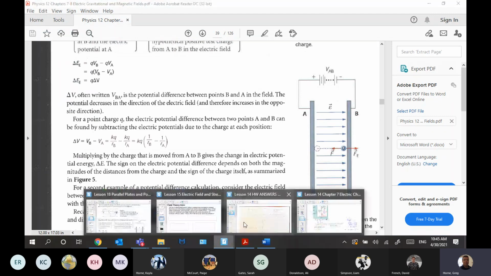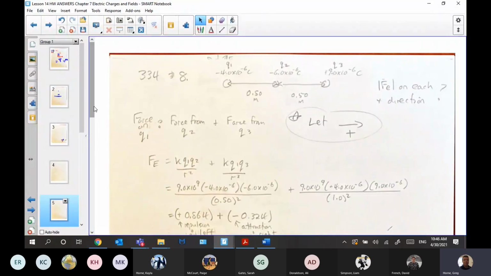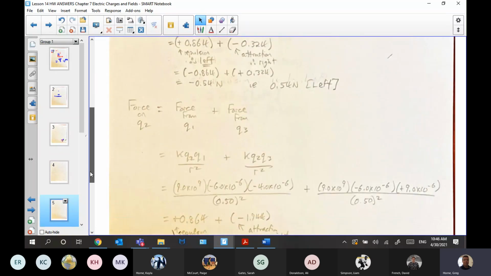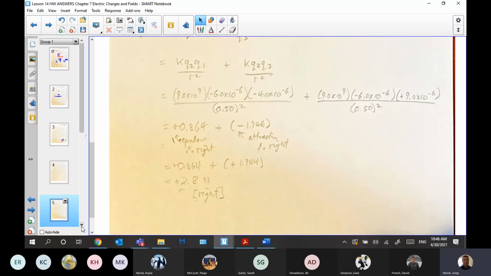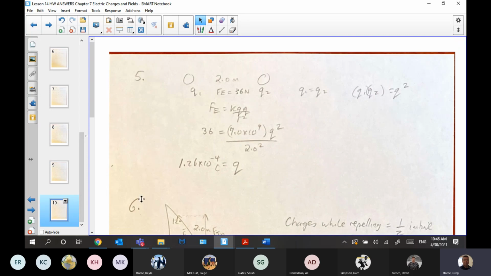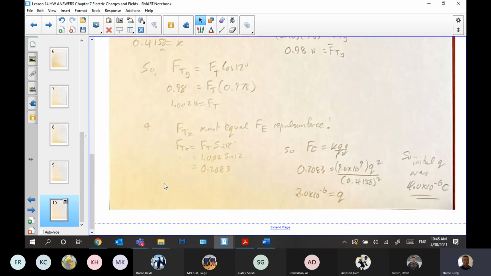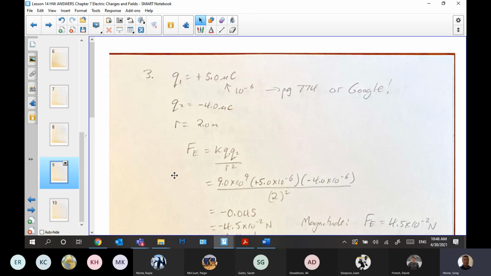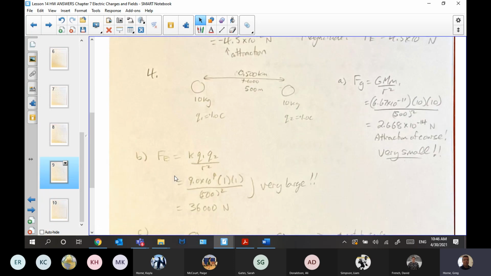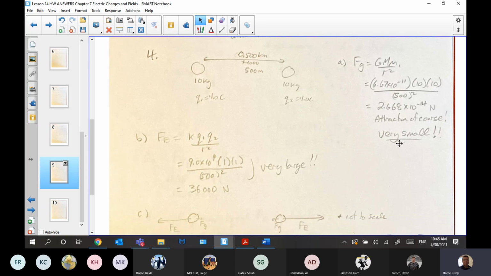There was a question, I guess last night, where you're looking at the gravity force between objects and the electric force between objects. And the gravity force was very tiny. There it is. So half a kilometer apart, 10 kilograms, and so on. So the value for the gravity force between them was like 2.7 times 10 to the negative 14, 0.0000000. I lost my breath trying to say enough zeros, versus 36,000 newtons.